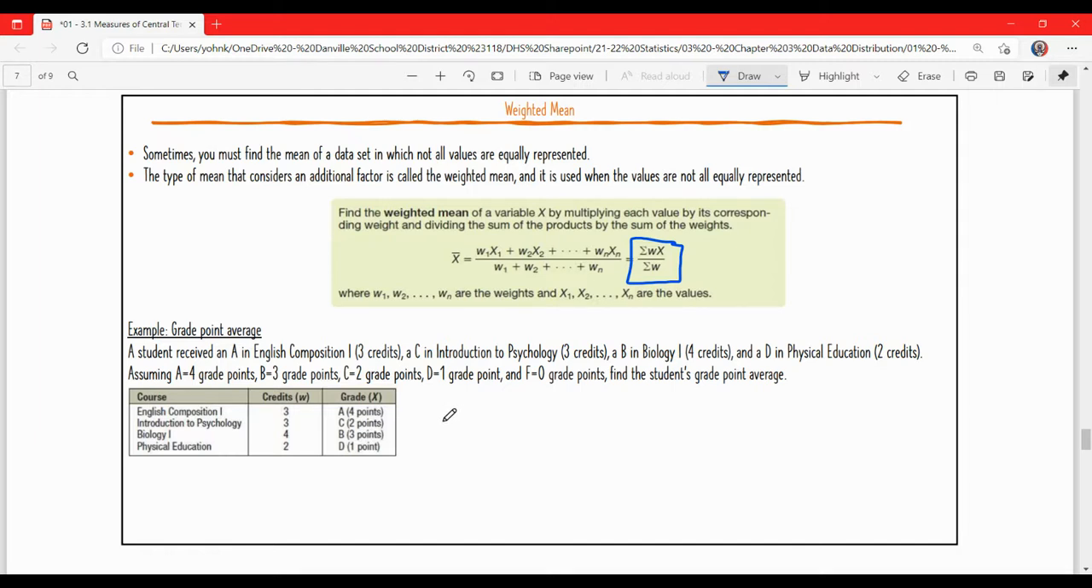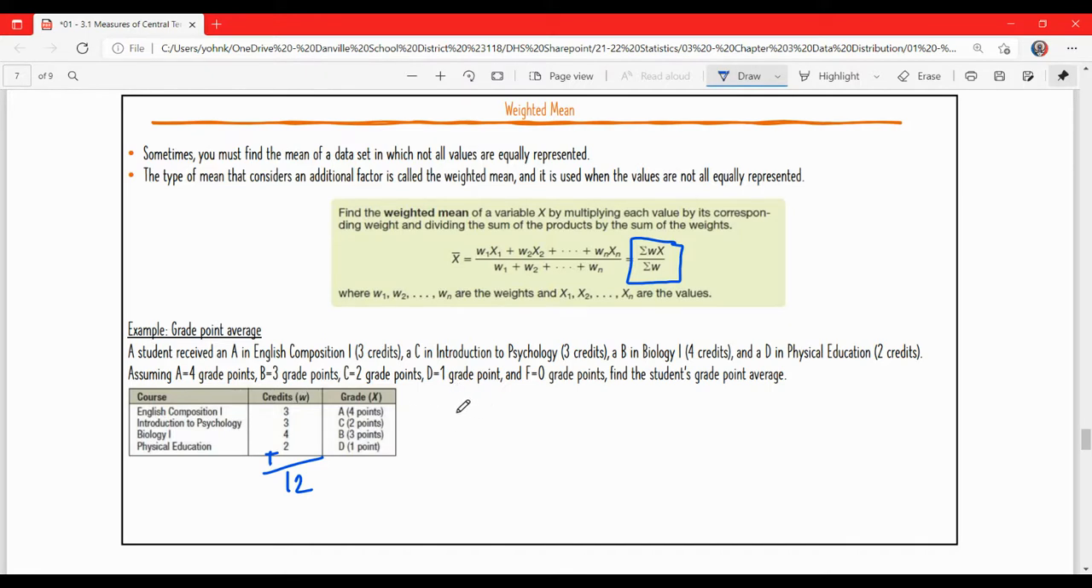So to find the grade point average, you would take each of the credits, multiply it by each of the grades, and then add them all up and divide by the total number of weights. So I can add up all my weights: 3, 6, 10, that's 12. And then I can find all of my W times X's.